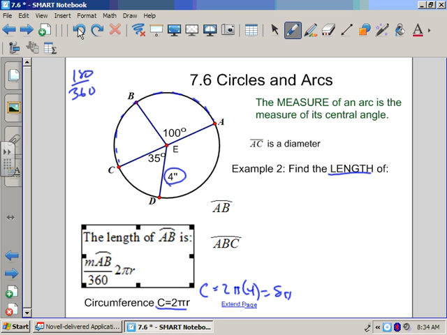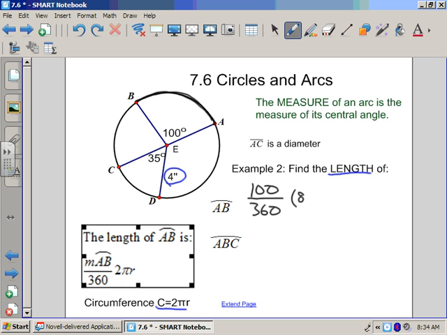I'm going to do the same thing here for trying to find the length of arc AB. This is a portion of that entire 8 pi. How much of the proportion is it? Well, it's 100 out of the 360 degrees times the circumference of the circle, which is 8 pi.